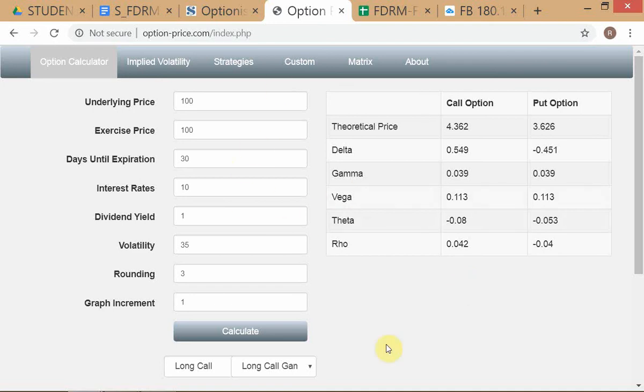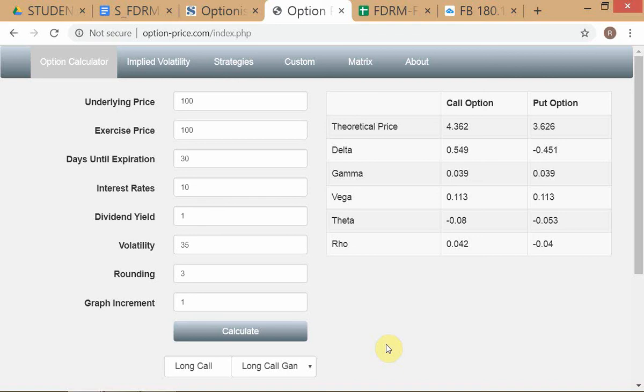Now remember, this is an OVM, okay? This is a fair value model, okay? So it need not have anything to do with the price. It need not be connected to the price in any meaningful way, because the way of arriving at it is totally different. The price is just based on interaction between buyers and sellers, demand and supply, okay?